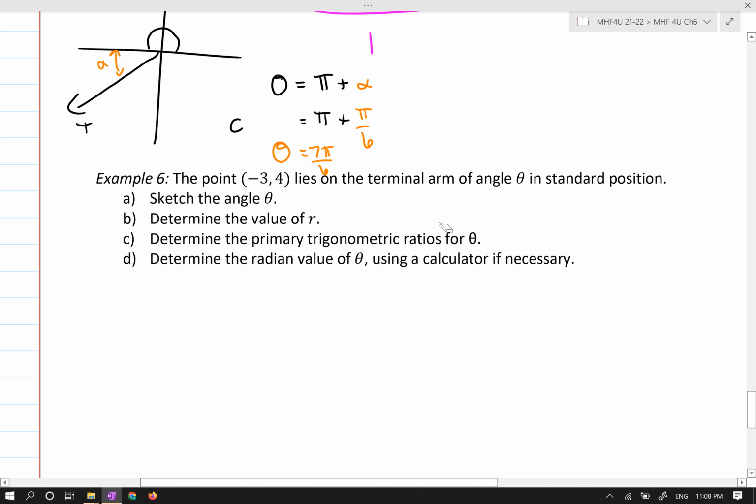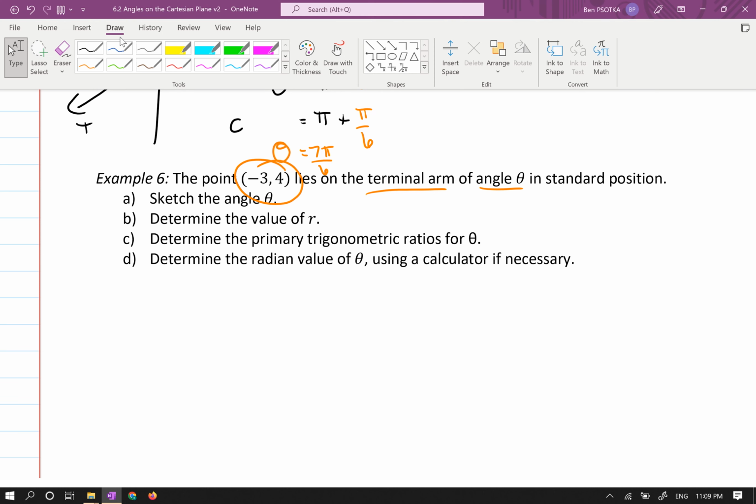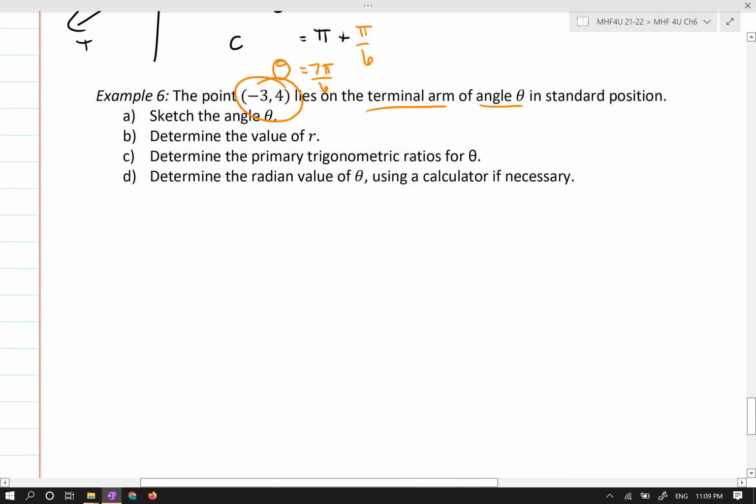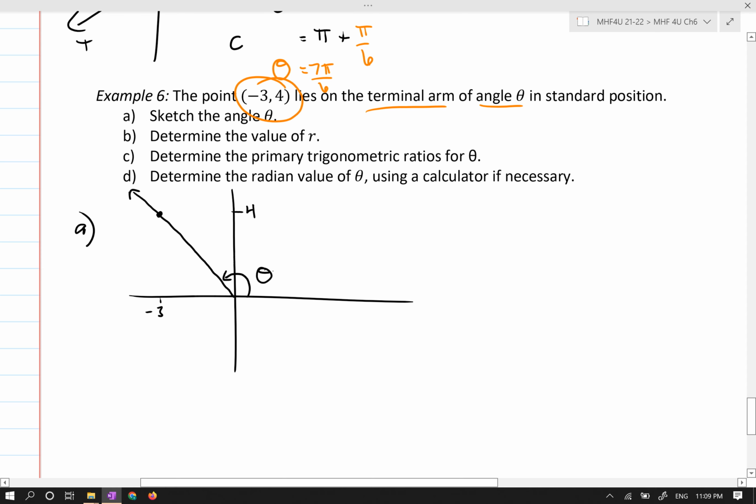Example 6, okay, so we have a point, -3, 4. It lies on the terminal arm of an angle theta, and it's in standard position. So if we're working here, then first of all, we might notice, they're asking us to sketch it. This is not a unit circle, right? Because if our point is -3, 4, let's sketch that point. X is -3, y is 4. My point is here. That means my terminal arm lies there, and my angle can be measured something like this.